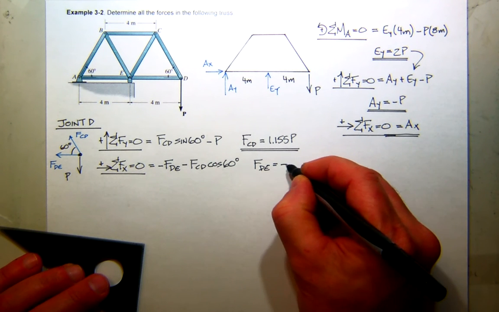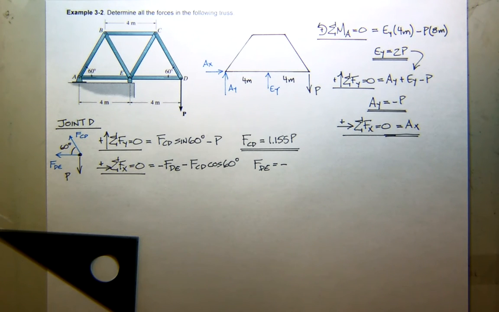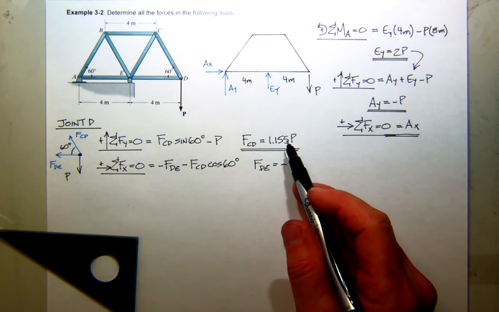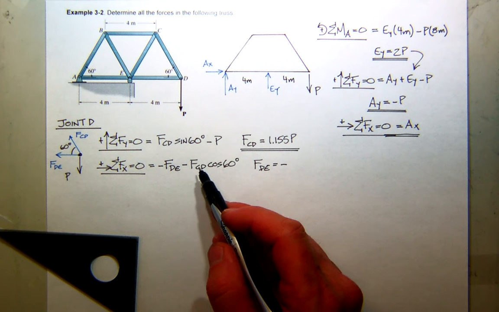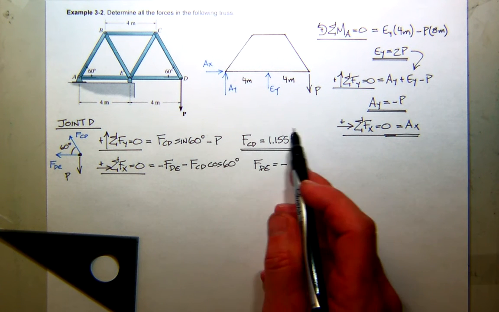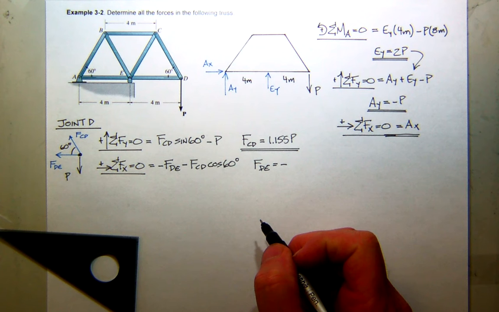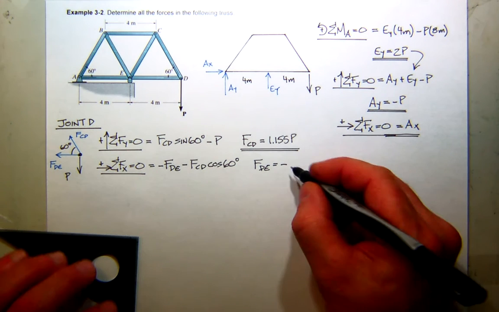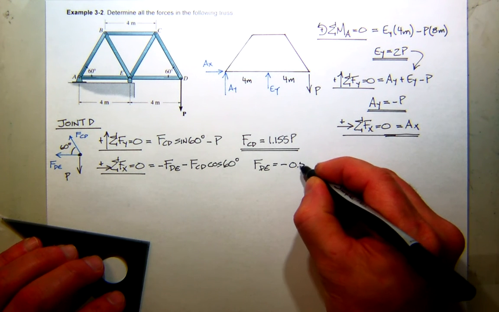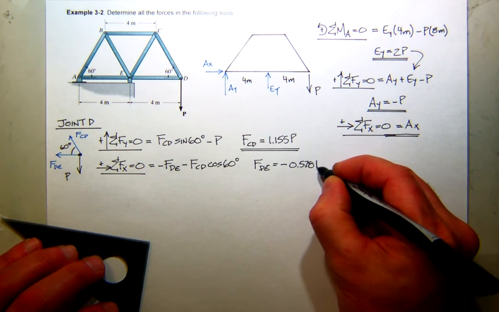It looks like it's going to be negative. So what's that going to be? I'm going to take my 1.155 P and plug it in here. So multiply this times the cosine of 60, and what do you get? 0.578. Everybody else get that? So 0.578 P.